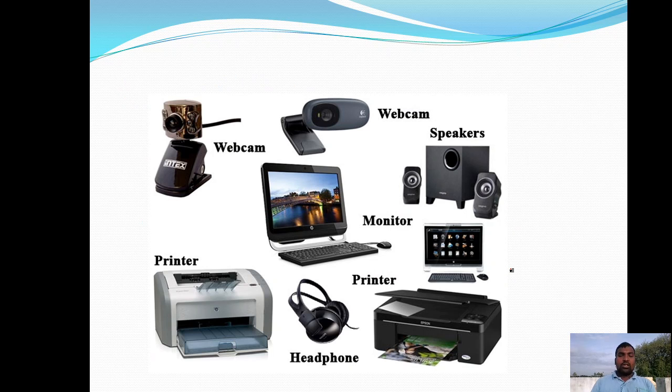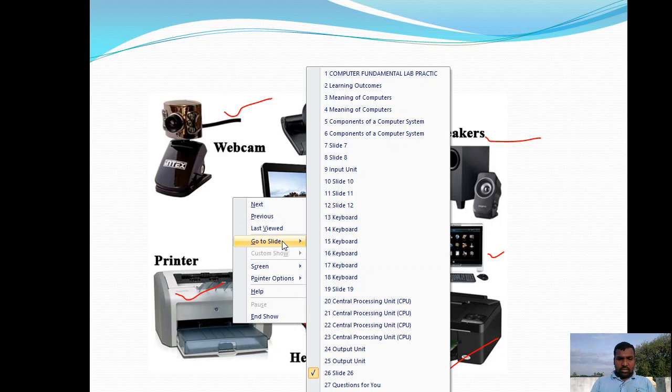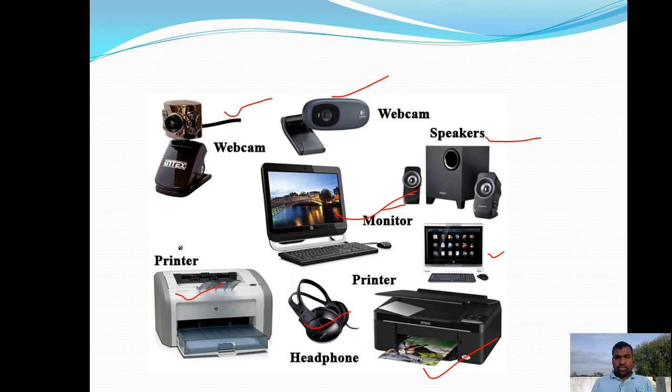So these are a few pictorial representations of output devices along with their labels. These are webcams. This is a webcam and this is another type of webcam, and these are the speakers and this is the monitor. This is also a monitor, and here this is a printer and these are the headphones and these are the printers. So this is about output devices.